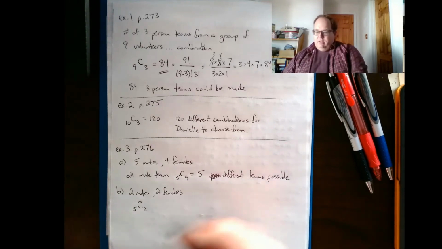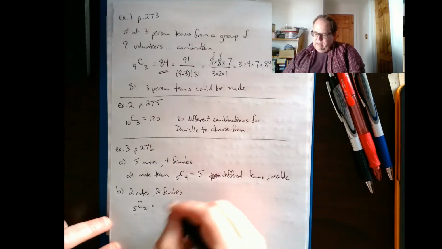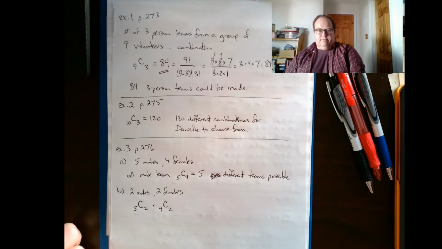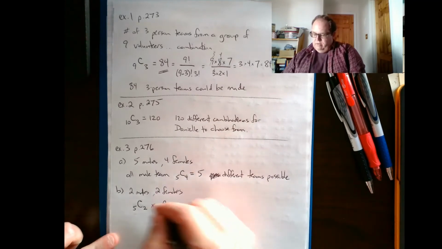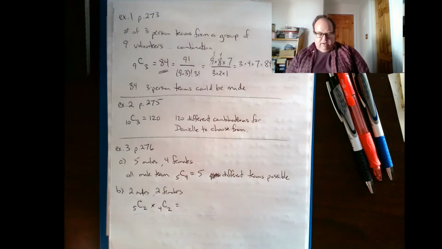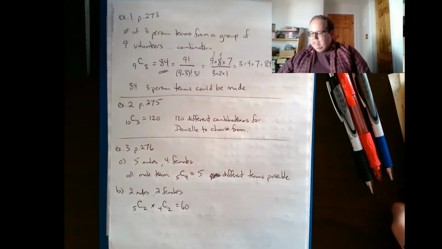How many ways are there to choose the 2 males? 5 choose 2. How many ways are there to pick the 2 females? 4 choose 2. So we have to multiply those together in this case. And you'd end up with 5 choose 2 times 4 choose 2. Or 60. 60 different teams possible.